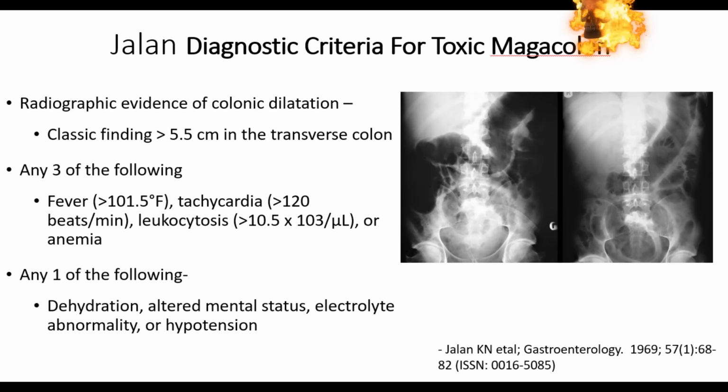So radiographic evidence of colonic dilatation, there is a classic finding of more than 5.5 centimeters in the transverse colon. If any three of the following are present: fever more than 101.5, tachycardia more than 120, leukocytosis more than 10.5 or anemia, or any one of the following: dehydration, altered mental status, electrolyte abnormality or hypotension, then we should think along the lines of toxic megacolon.